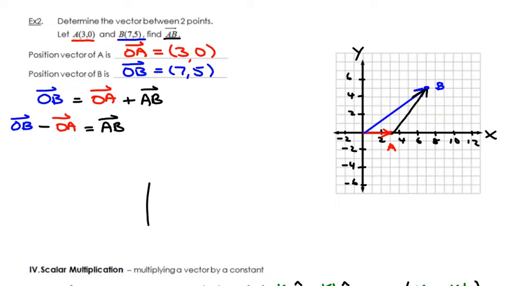We could always say that the red vector plus the black vector equals the blue vector, because OA plus AB is equal to OB. OB is the resultant of the two black and red vectors added together. So that's what I've written here.